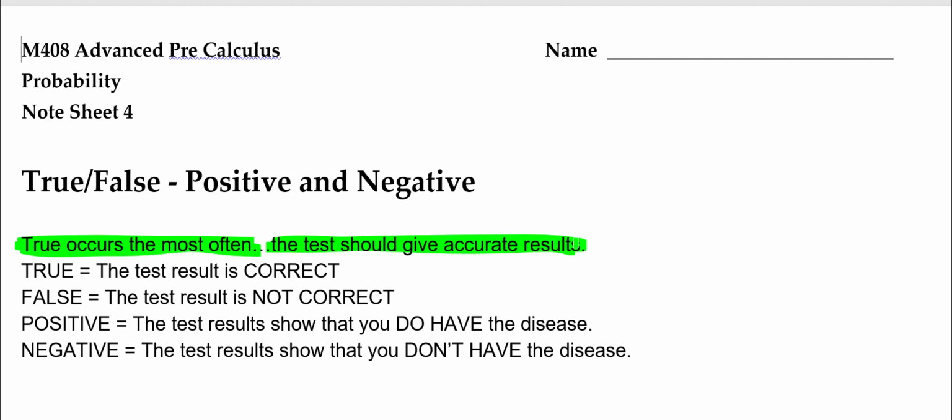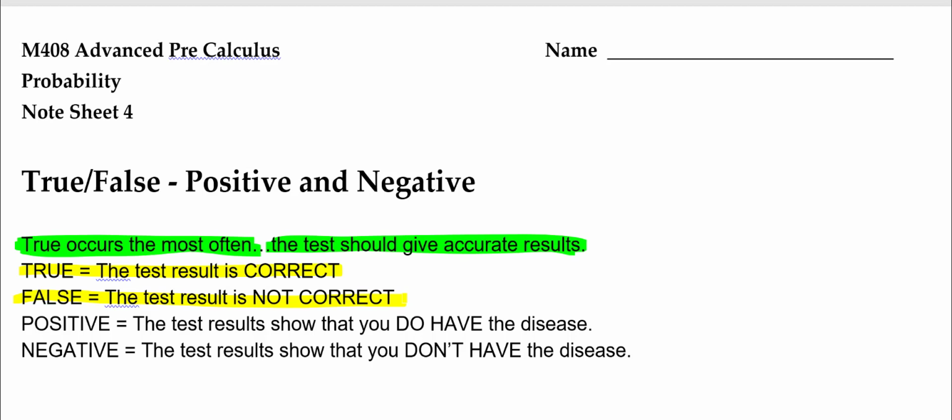Let me just mark this here. True means the test is correct. False means the test was not correct. That's what false is. And then we have something called positive and negative. Positive means the test results show that you do have the disease, strep, whatever. So positive means you do have it, and negative means you don't have it.